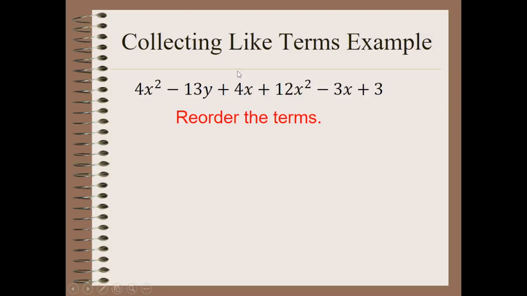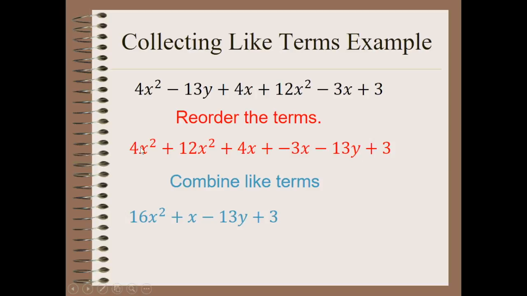Do you see anything else with 13y? Any y's here? No. That's going to be by itself. And 3 is the only constant. So those two are together. Those two are together. This is just hanging out, and that's hanging out too. These two terms will stay the same because they have nothing alike.